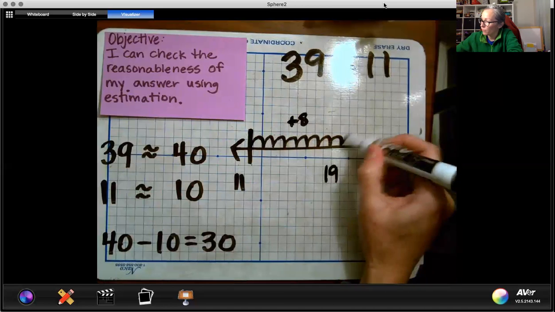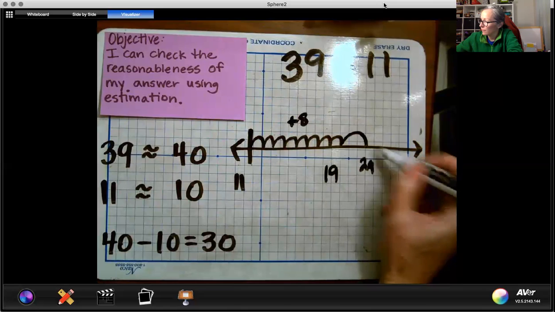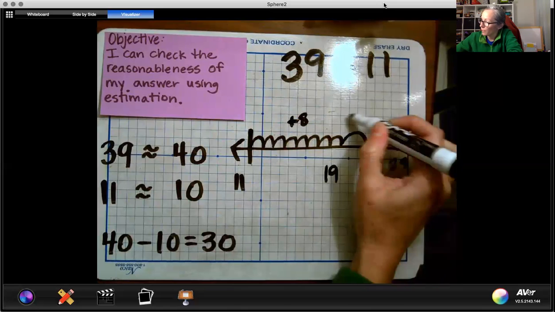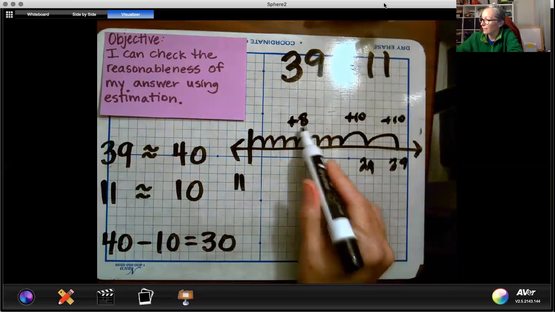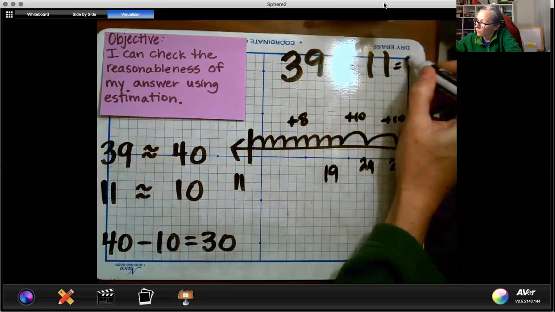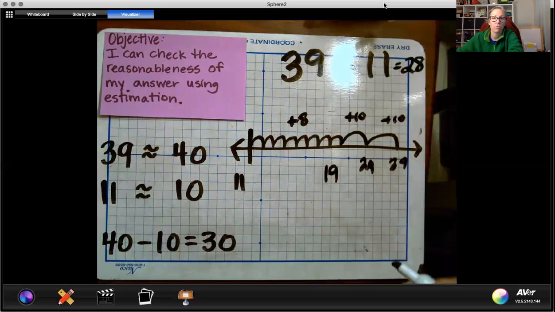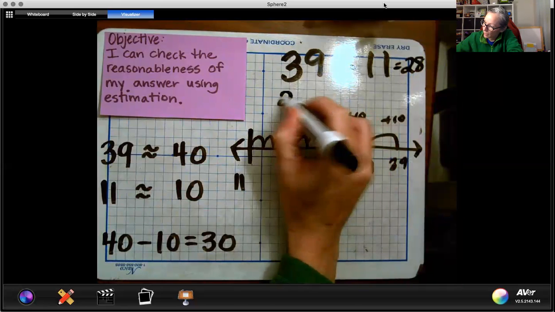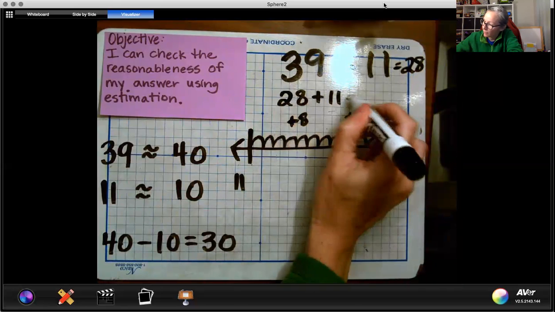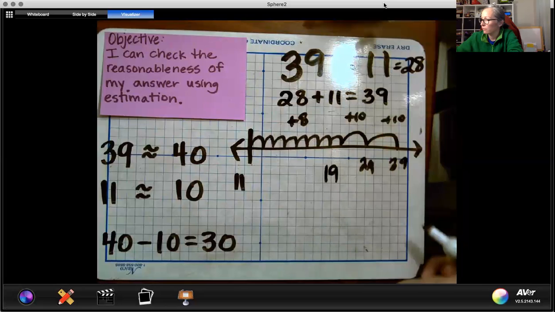Now I'm going to go 29, 39. So I'm going to add 10 and 10. All right, so if I have 8, 10, and 10, I get an answer of 28. So that's a way you can use an open number line and solve this problem using addition. Most kids say they like addition better, so why not? Now, would that be true? 28 plus 11 equals 39? That looks right.